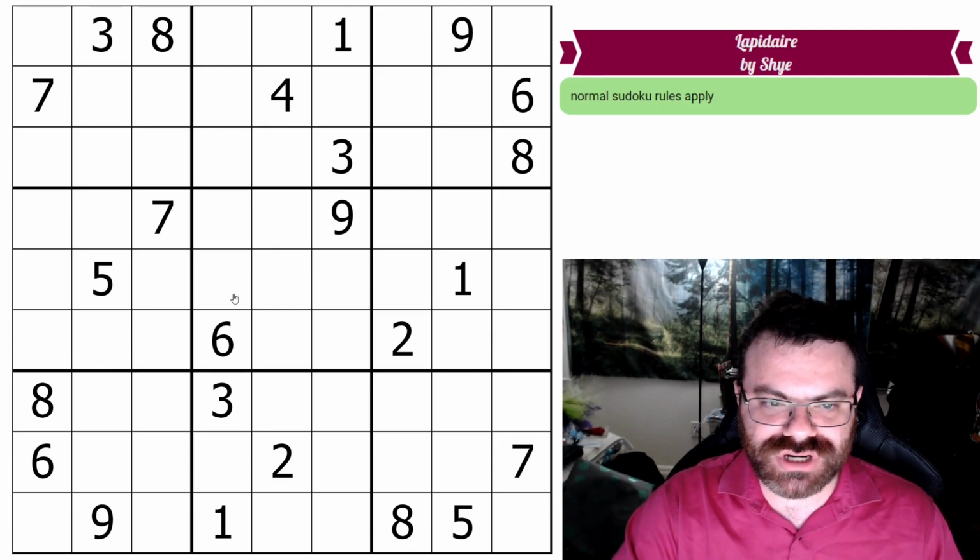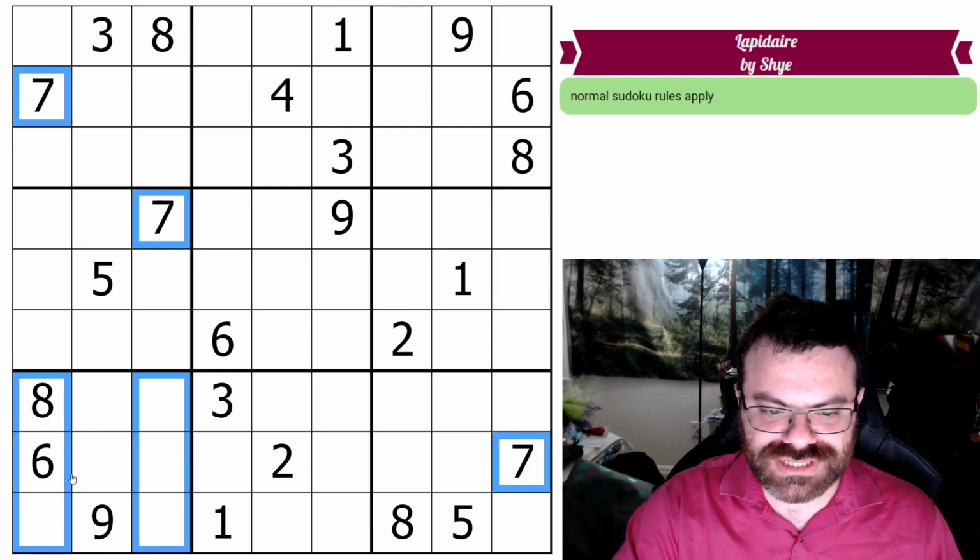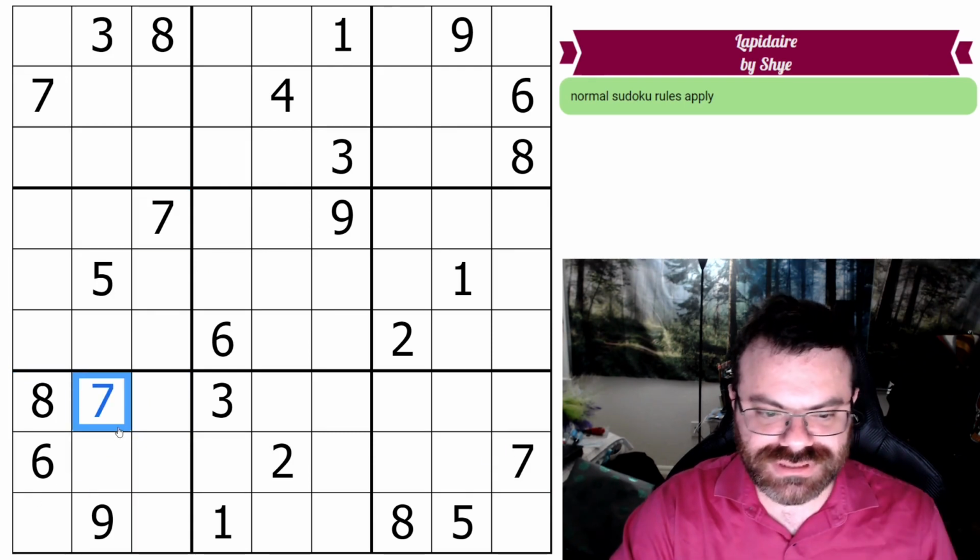So we obviously want to start with any hidden singles, as we always do with classics. So I know that these 2 7s look down here. This 7 looks over here. So we do get a 7 hidden single right there.